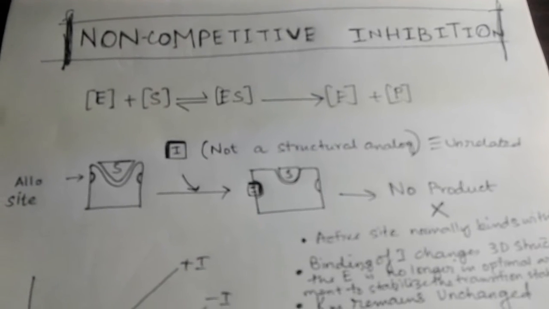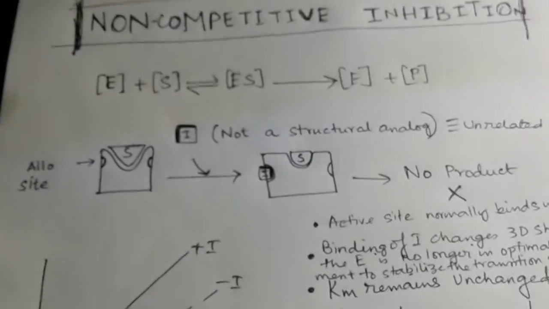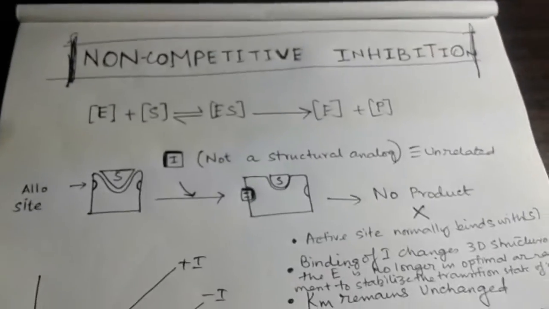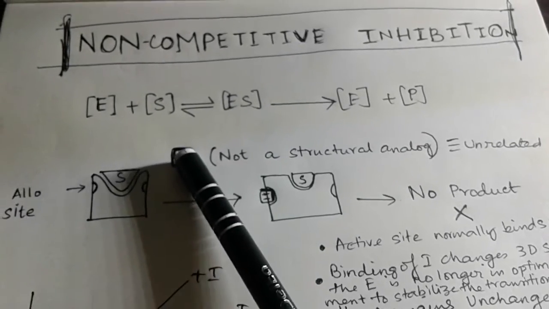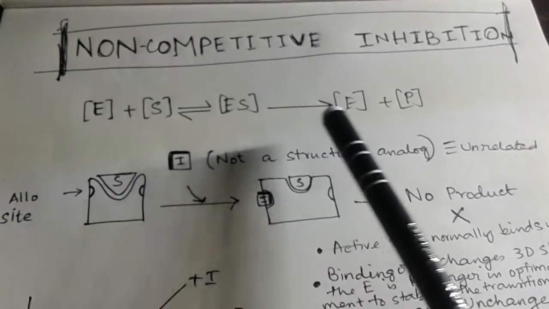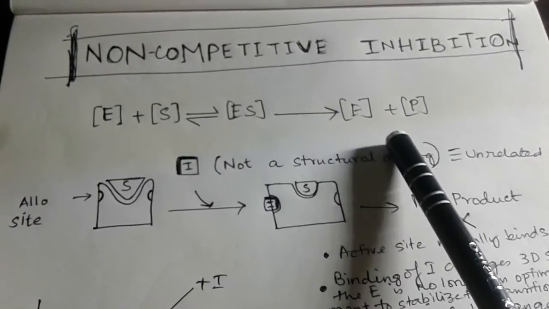Today we are going to discuss non-competitive inhibition in this video. So this is the basic enzyme substrate reaction in which the enzyme combines with the substrate to form the ES complex, which leads to the formation of enzyme, which is the free enzyme, and the product.